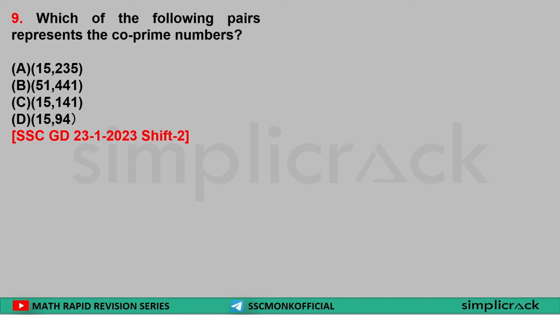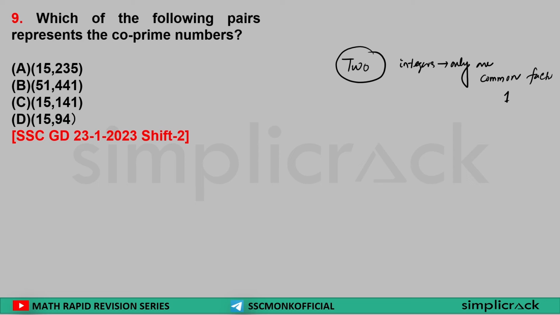Which of the following pairs represent co-prime numbers? Now, do you know what is a co-prime number? Co-prime numbers are two integers which have only one common factor, that is 1. Apart from 1, there is no common factor. These are known as relative prime numbers as well. So do not get confused with co-prime and twin prime. Twin prime is different, co-prime is different.